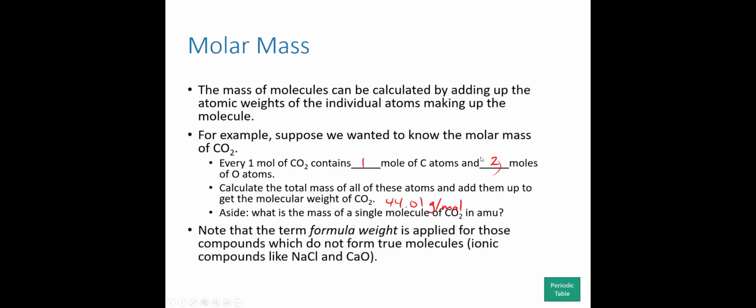Now, these are also called molecular weights when we're talking about compounds which actually form molecules, but sometimes we use a similar term, formula weight, instead. It's just much easier to use the word molar mass than going through different terminologies, but formula weight, molar mass, molecular weight, they're all going to mean the same thing to us.